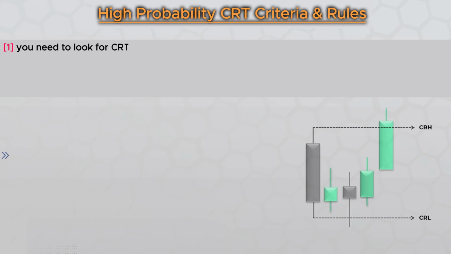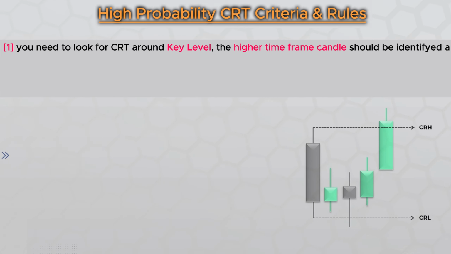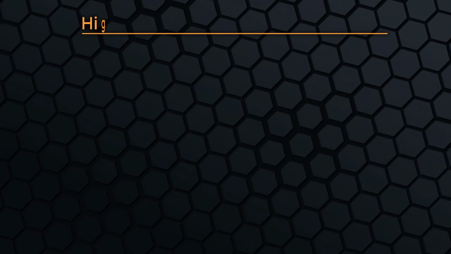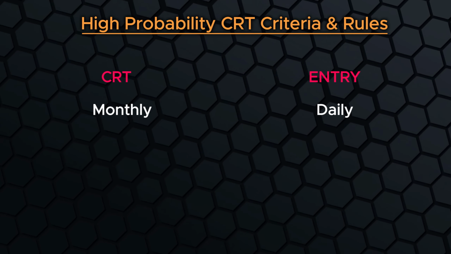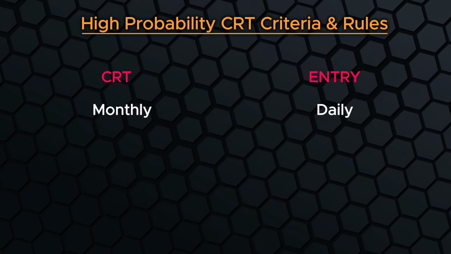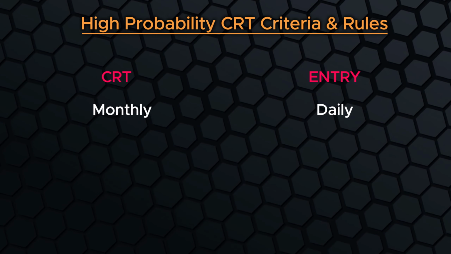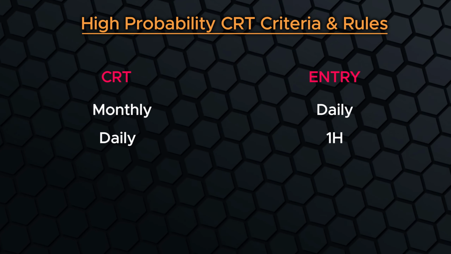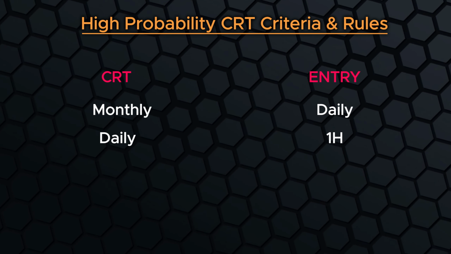First, you need to look for CRTs around key levels, so the higher time frame candle should be identified around the key areas. Second, timing is crucial. Make sure you're identifying CRTs at key times. If your identified CRT range is on the monthly time frame, then for entry, you should use the daily time frame. If your CRT comes from the daily chart, you should execute your trade in the 1-hour time frame.